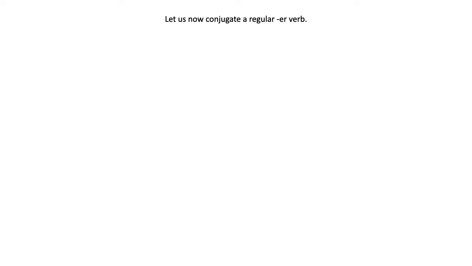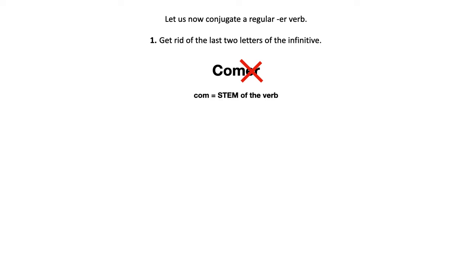Let us look, for example, at the conjugation of er verbs. The first step is the same one, getting rid of the last two letters of the infinitive. Since these are er verbs, they're going to end in er, not ar. For example, comer. Comer is a regular er verb that means to eat. So the first step is getting rid of the last two letters. We get rid of the E, we get rid of the R, and we're left with com. That is our stem, right?